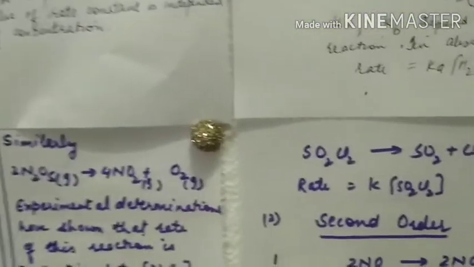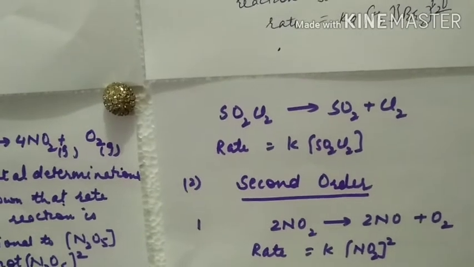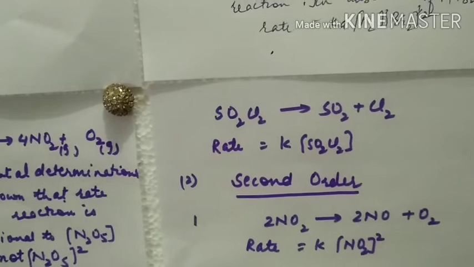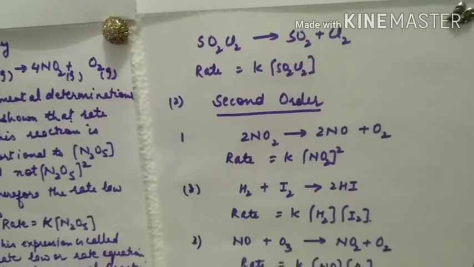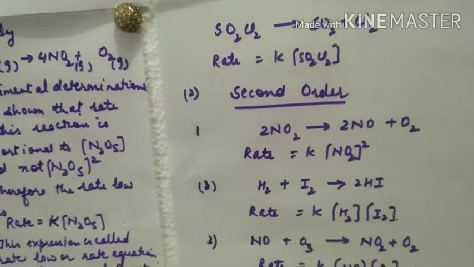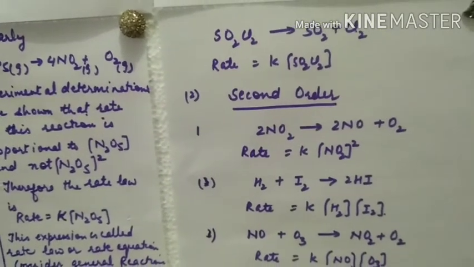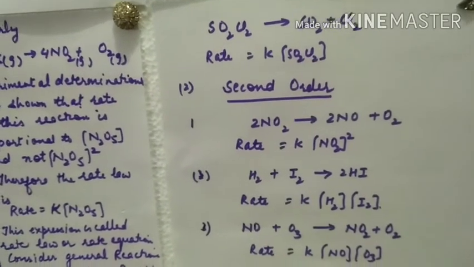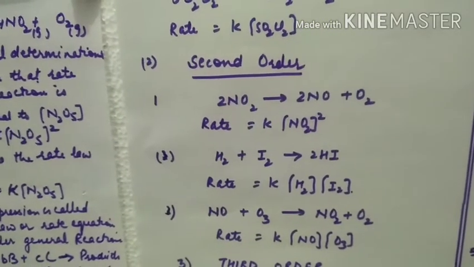Then SO2Cl2 gives SO2 plus Cl2. Rate is equal to K into SO2Cl2. Order is 1. Second order reaction: 2NO2 gives 2NO plus O2. The experimentally determined rate equation is rate is equal to K into NO2 raised to power 2. So the order of reaction will be 2. H2 plus I2 gives 2HI. Rate is equal to K into H2 into I2.